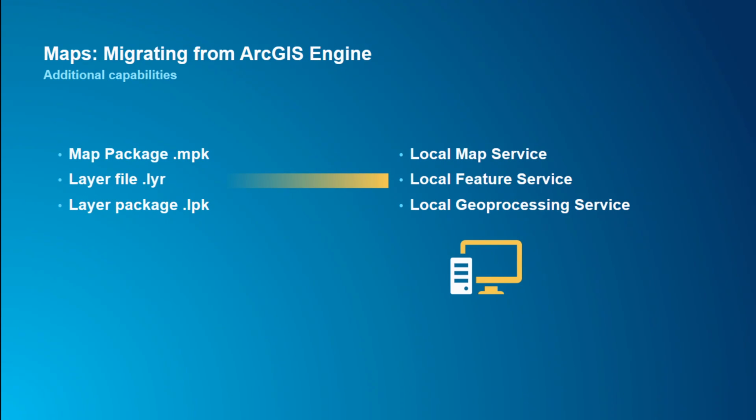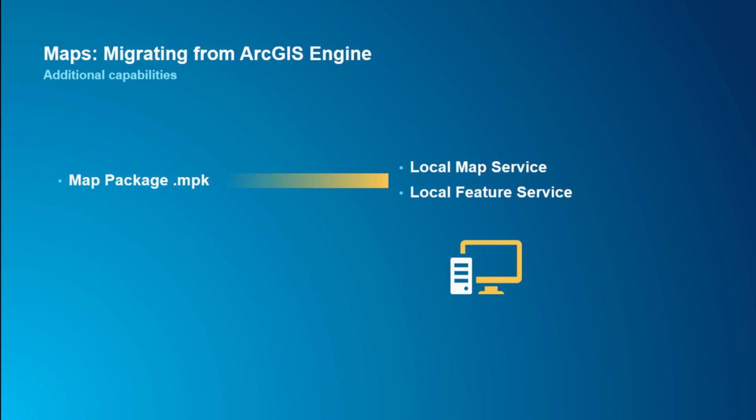So those were the two promoted workflows that I wanted to talk about: maps from the ArcGIS platform, and mobile map packages. There are some additional capabilities included with some of the ArcGIS Runtime SDKs that enable continued support for map packages, layer files, and layer packages that I'd like to talk about. And I've got the reference there to local map service, local feature service, and local geoprocessing service as well. So I'll go on in the next few slides to talk about those in more detail.